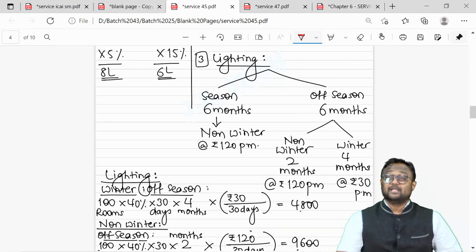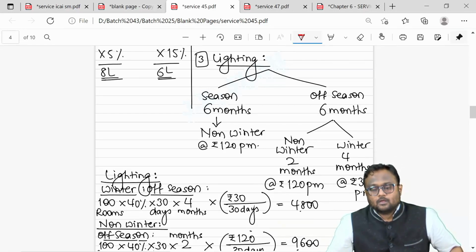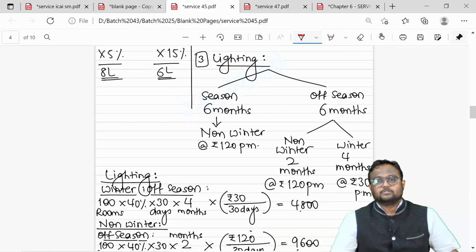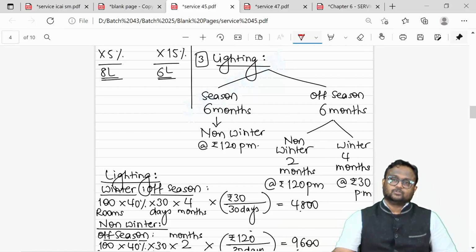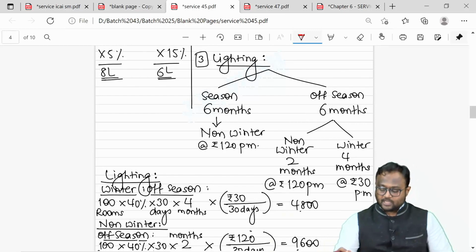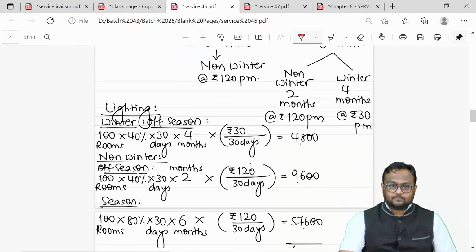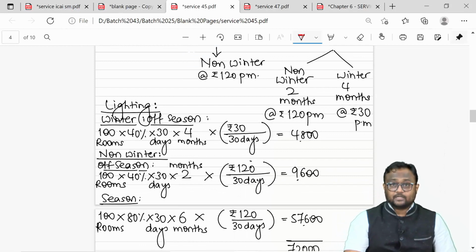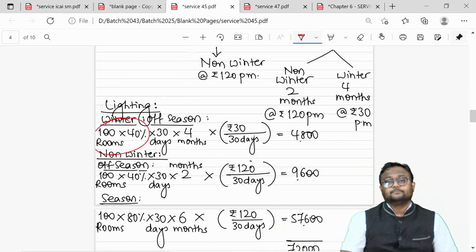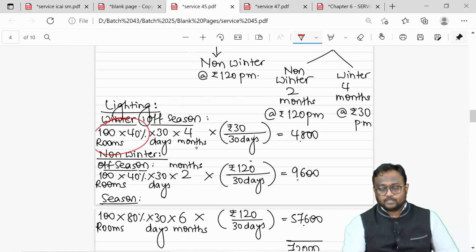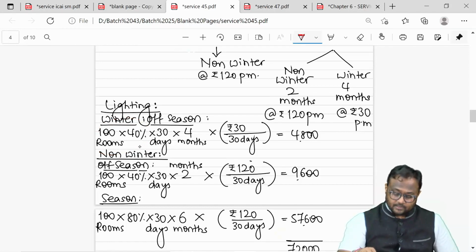But why are you separating it? Occupancy of season and off season is different. So I cannot simply take balancing figure as 8 months. Listen to me carefully. When it is winter, which is forming part of off season, occupancy was 40% for 120 days, 4 months. And since I was getting answer in terms of room days, I applied 30 rupees per month upon 30 days, which is 1 rupee per room per day.